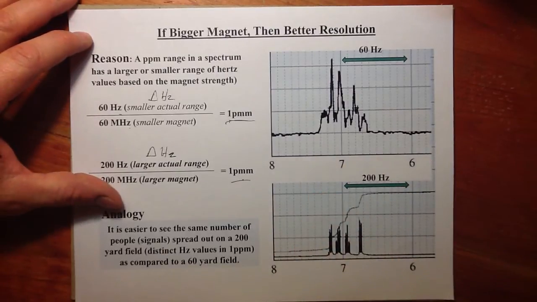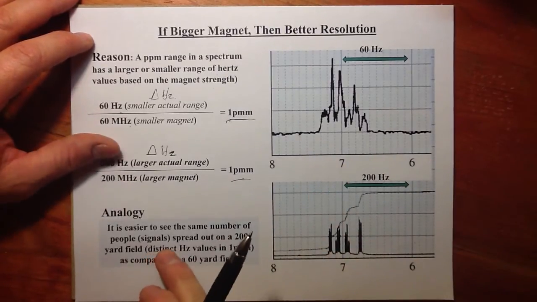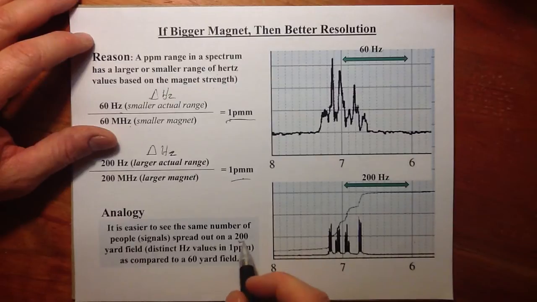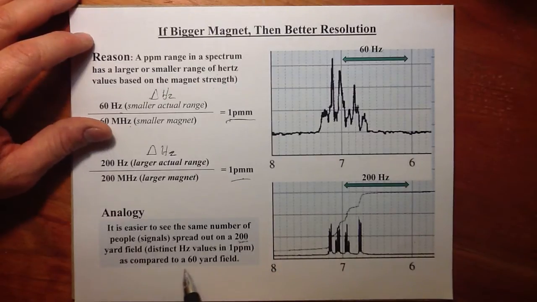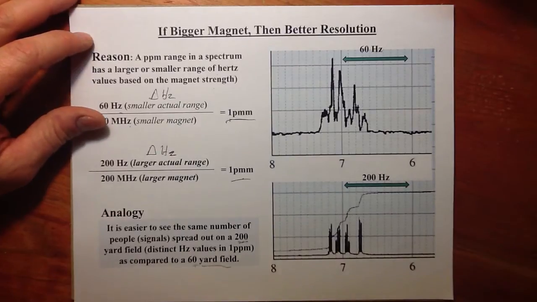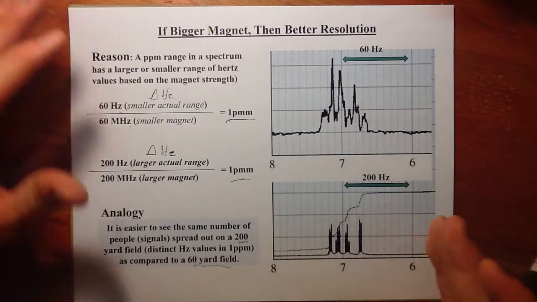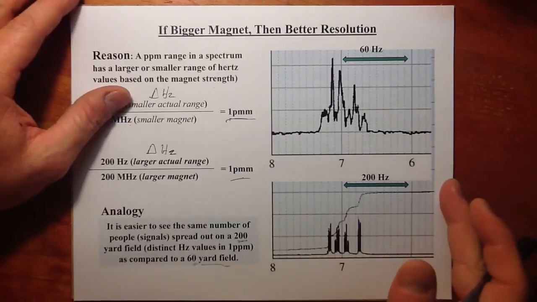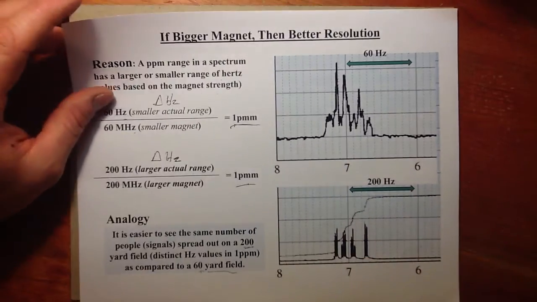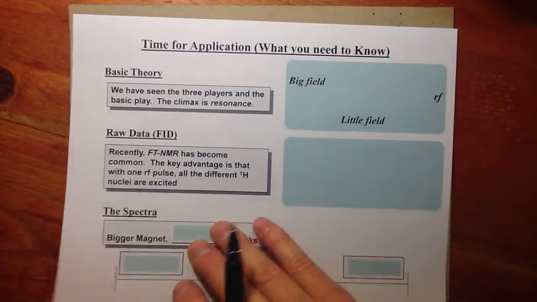So it's easier to see the same number of people, signals, spread out on a 200-yard field compared to, I guess, a 60-yard field, those same number of signals or same number of people. Of course, so we get better resolution, basically, with a stronger magnet. So bigger magnet, better resolution.